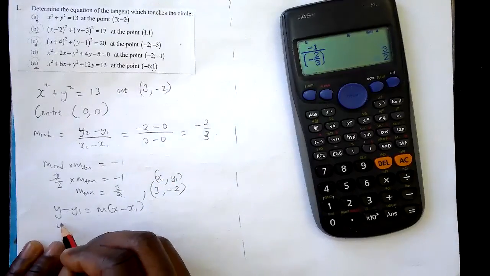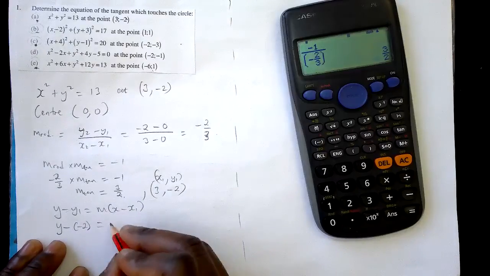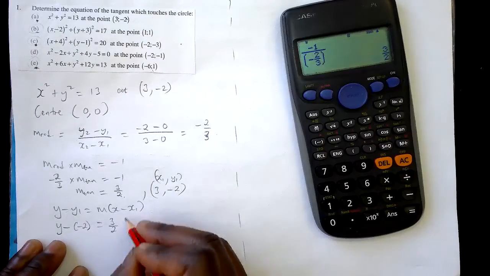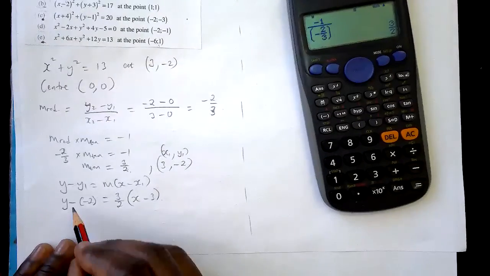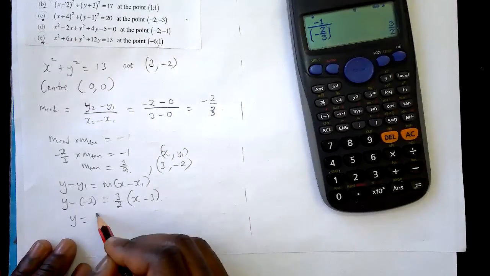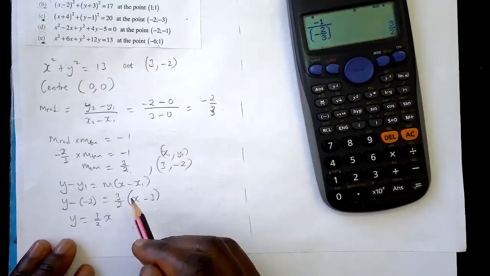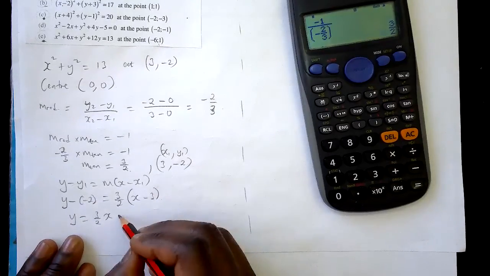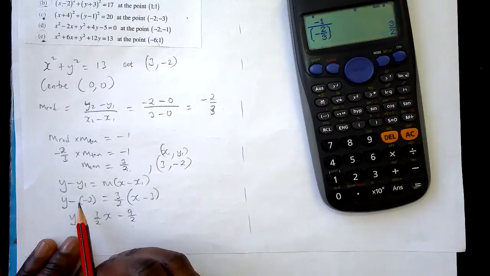Then you're going to say y minus y1, which is -2, is equal to m. What is m? 3/2 in brackets, x minus what? -3. Then we have something like that. Then from there, y is going to be equal to 3/2 x. 3/2 times 3 is going to give us -9/2. Then here it's positive because it's minus times minus.